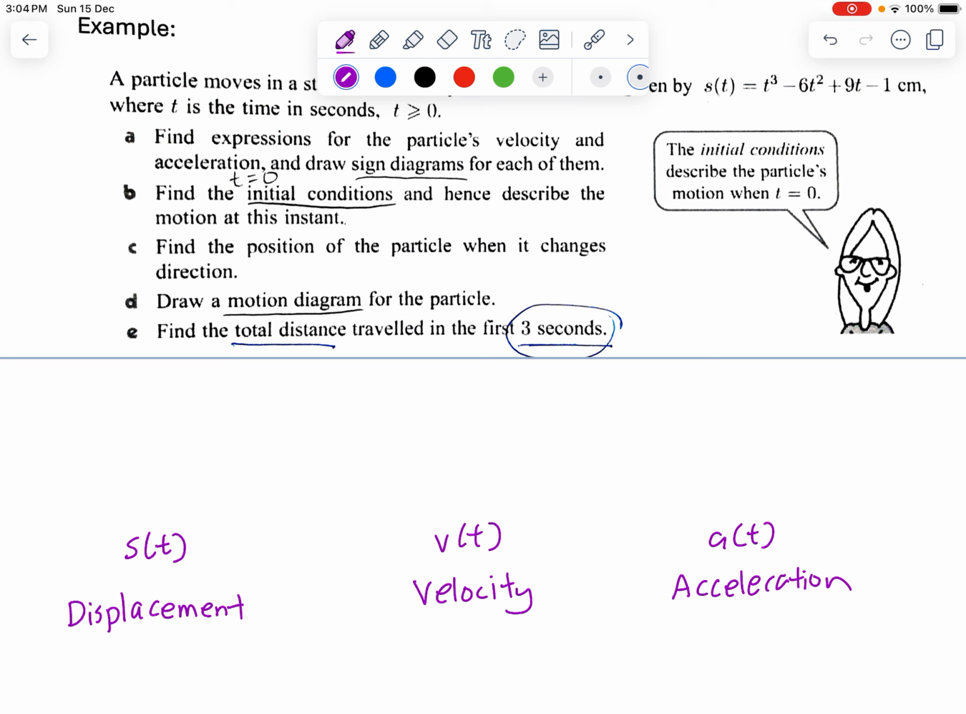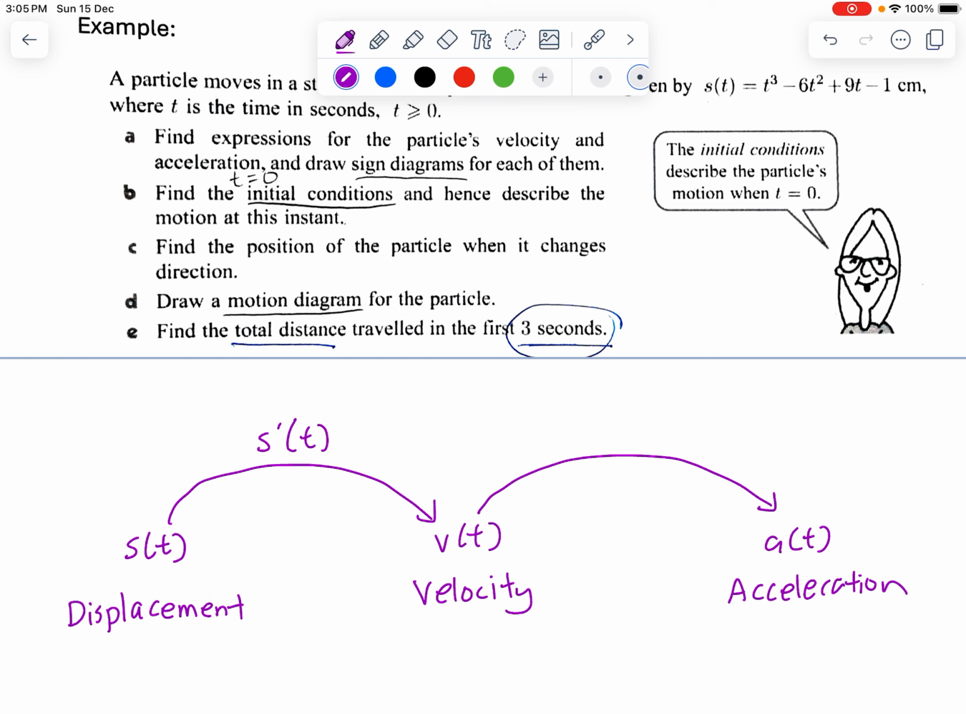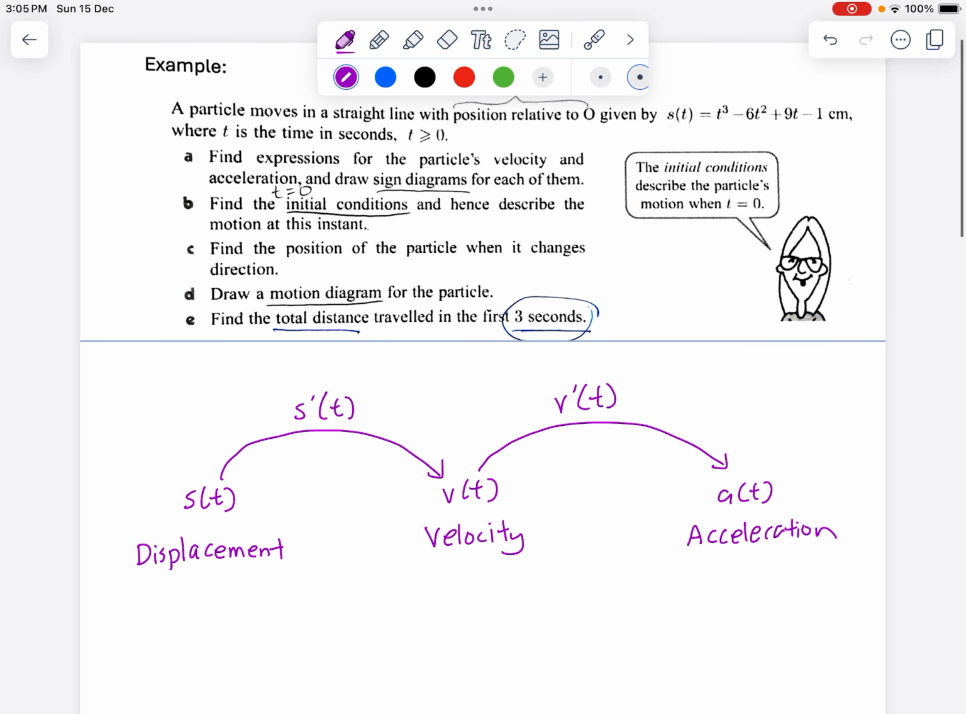When we connect all of these together, to move from displacement to velocity, we just take the derivative of displacement to get velocity. And if we want to go from velocity to acceleration, you guessed it, we derive the velocity. So now that we have this basic summary of the idea of motion, let's apply it to an example.